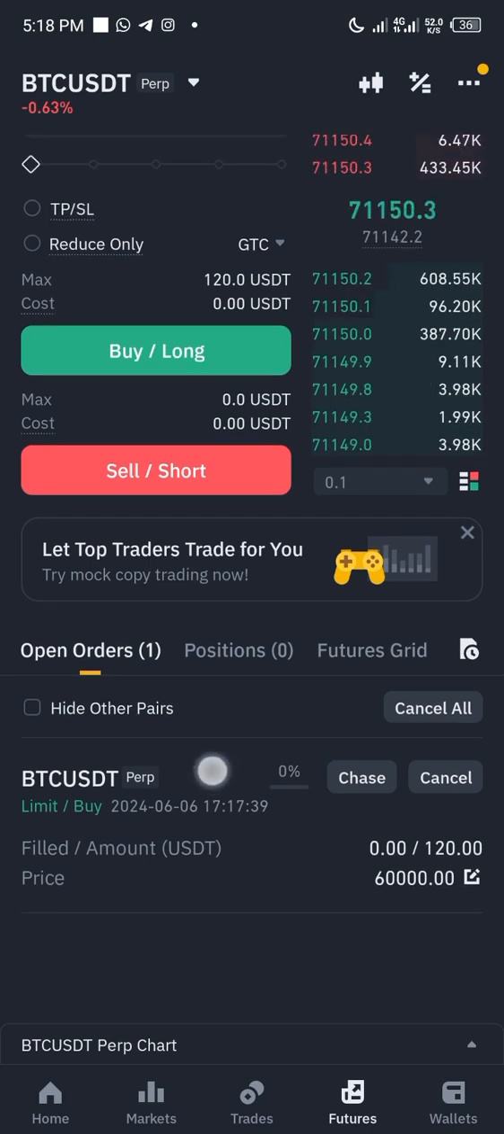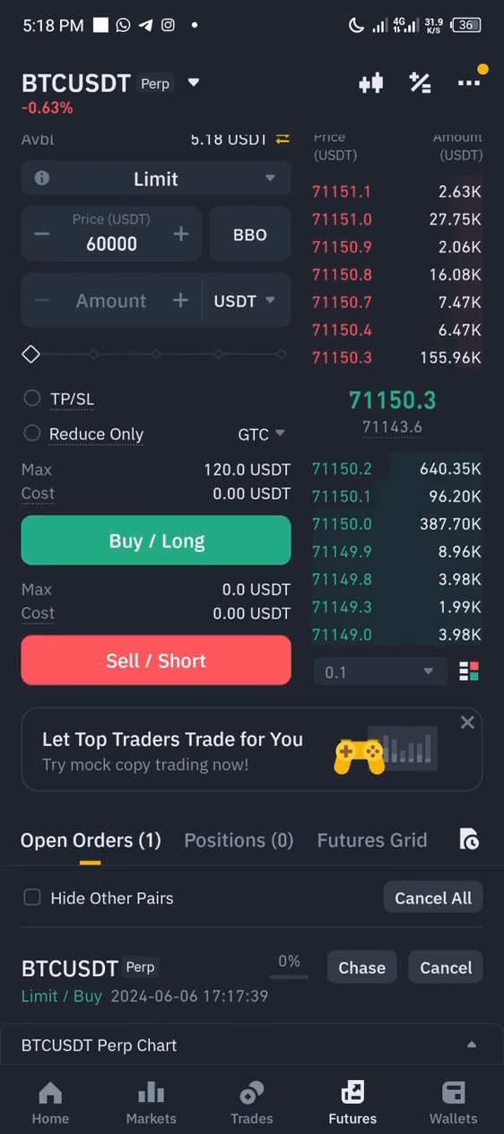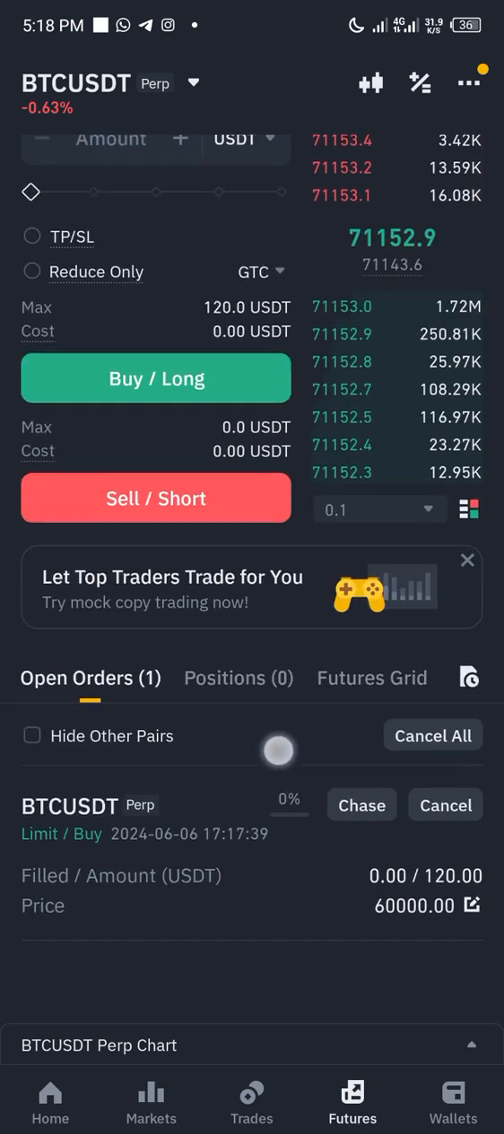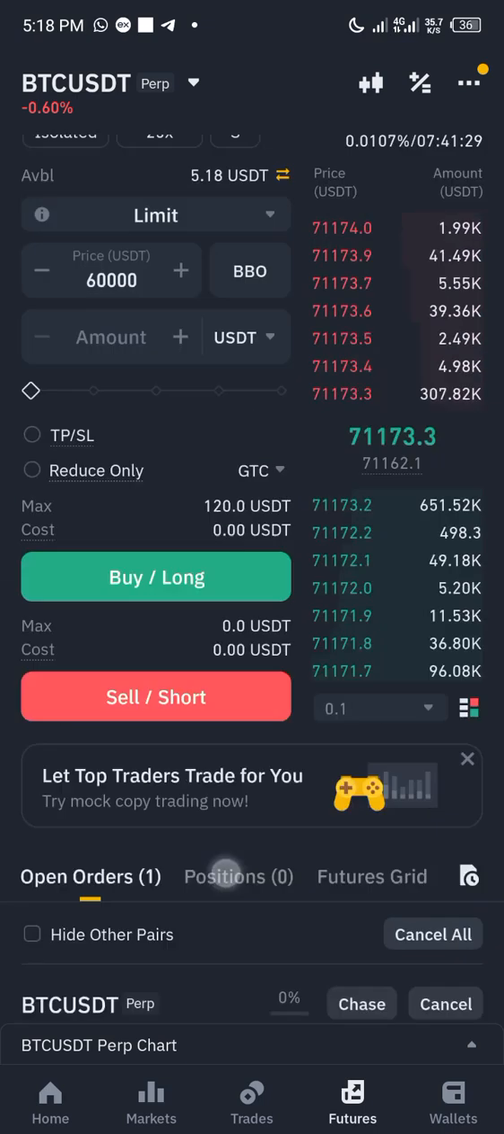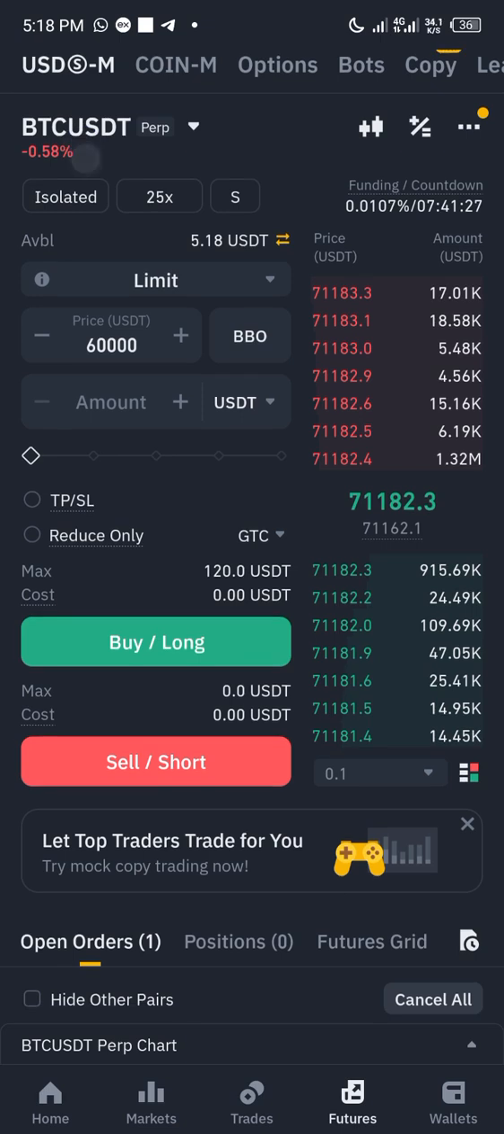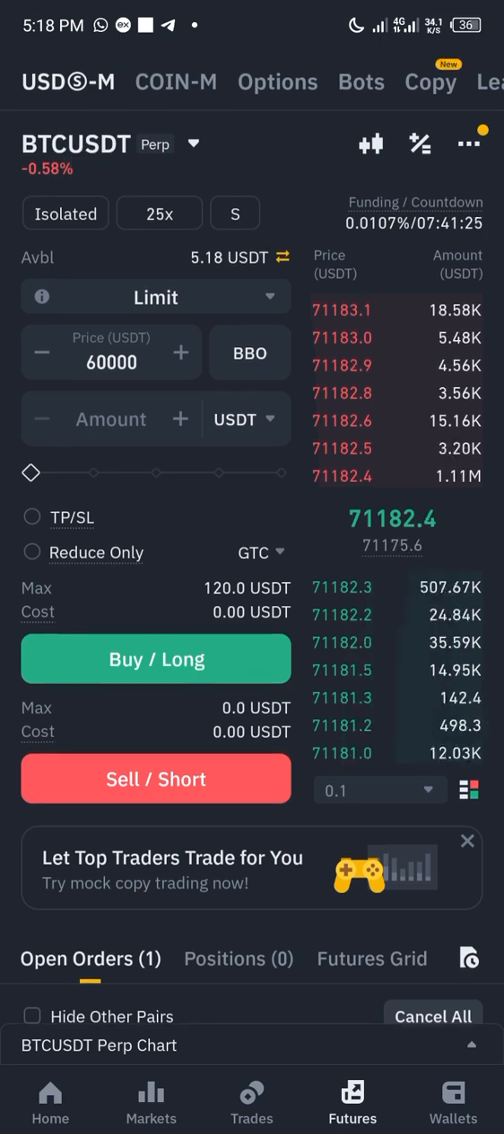And you can open as many trades as possible under your open orders. You can open up to 5 or 10, depending on the different assets you want to be trading. And you can open for different coins. You can say you want to change this BTC to Notcoin USDT or ETH USDT. So that's how you use the limit option.